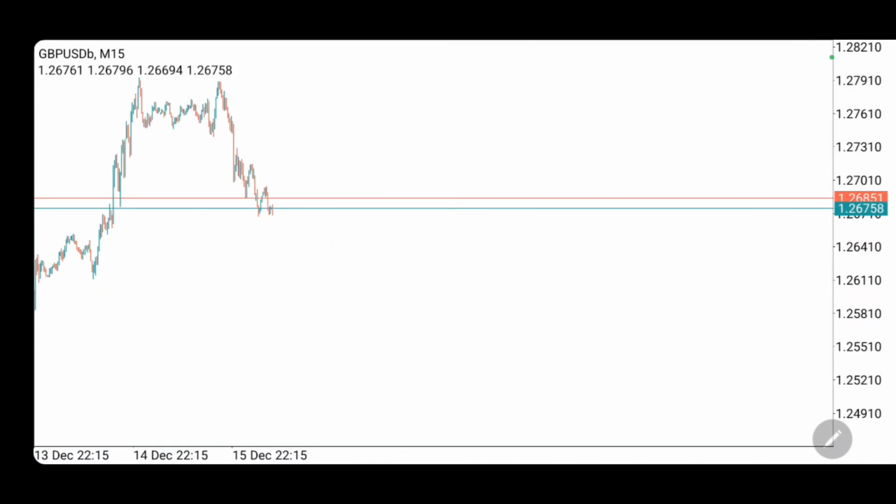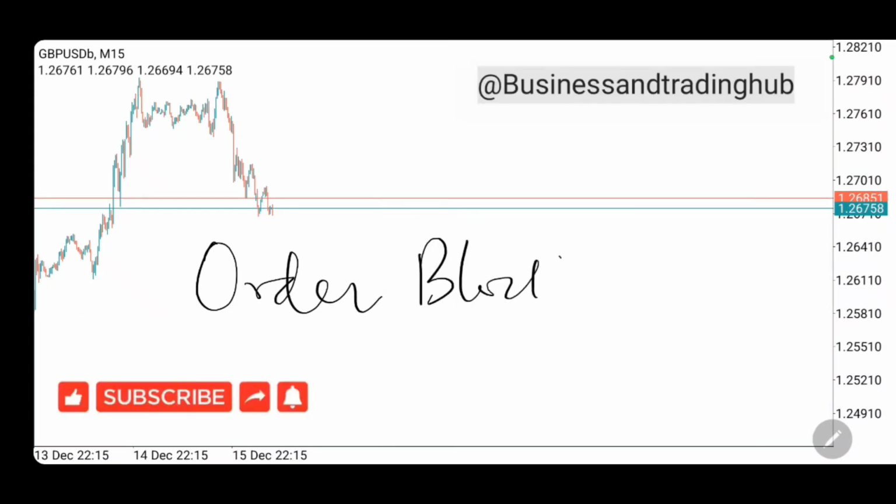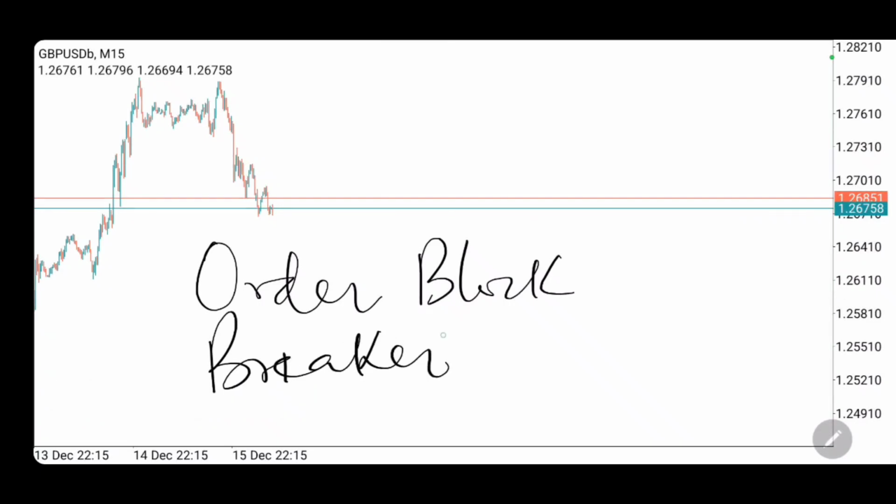Hello, today we want to talk about breaker blocks and how to trade the breaker block strategy. How do you trade the breaker block strategy? Now, what is more common is the order blocks. We have order blocks, and we have breaker blocks. I know you might be hearing this for the first time.